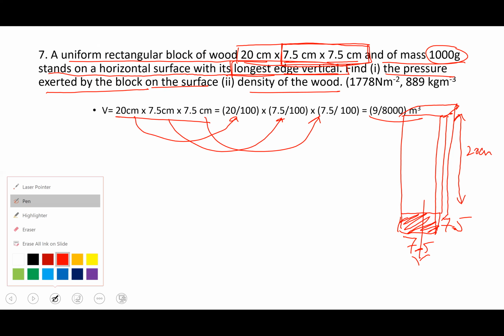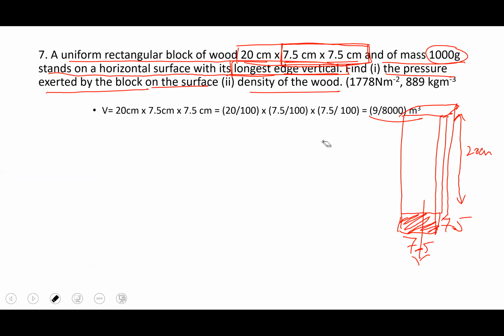Now, if we want to calculate the area, it will be length multiplied by width. It will be 7.5 divided by 100 because we are converting into meters, and the width can also be converted to 7.5 divided by 100 into meters. It will be 9 divided by 1600 meters square. So that is the area which we are talking about.